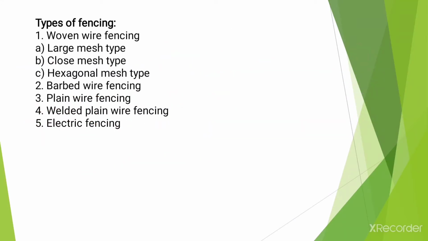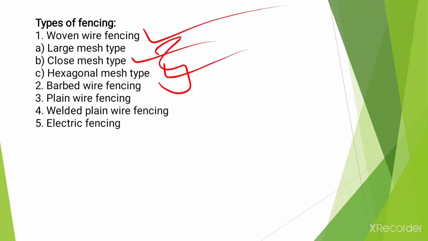Now, according to the type of construction and material, there are different types of fencing. Let's see them one by one. The first type is woven wire fencing, and it again has three subtypes: first, large mesh type; second, close mesh type; and third, hexagonal mesh type. The second major class is barbed wire fencing, third is plain wire fencing, fourth is welded plain wire fencing, and the last is electric fencing.